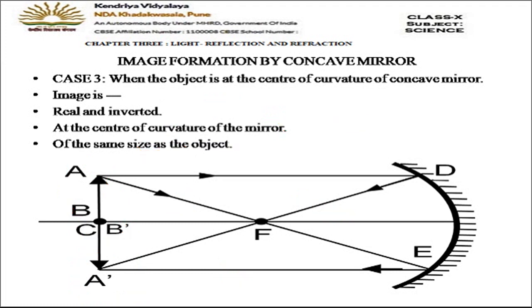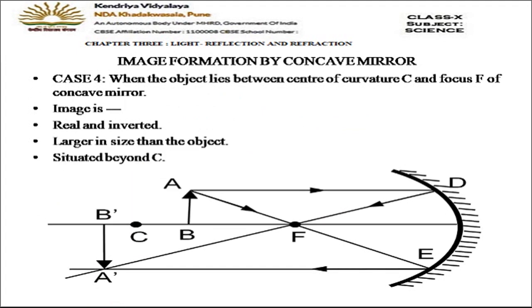Okay, now let's move on to case number 4. Now when the object lies between center of curvature and focus point F, students, are you realizing that the position of the object is moving towards the mirror? First we started with infinity, then beyond C, then at C, and now the object is between C and F. So our object is here between C and F. Okay, from point A, now two rays we are considering, one which is parallel to the principal axis, so after reflection it passes through point F here, right, and the second one which is passing through F, after reflection it becomes parallel to the principal axis.